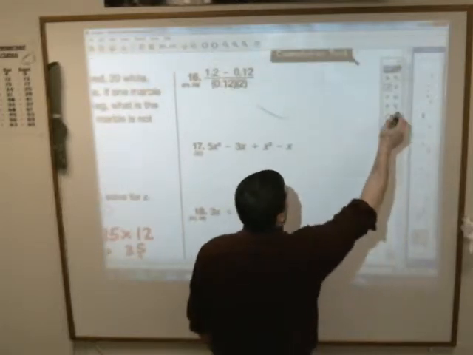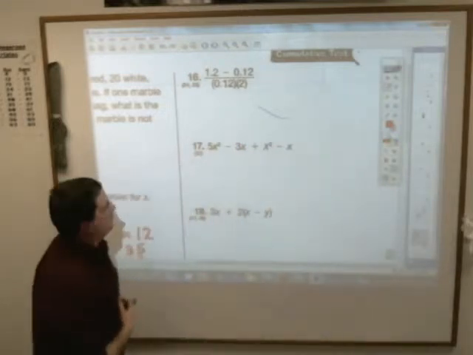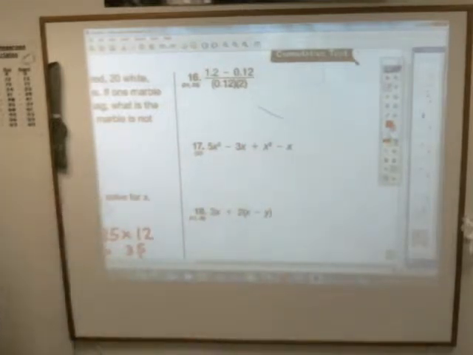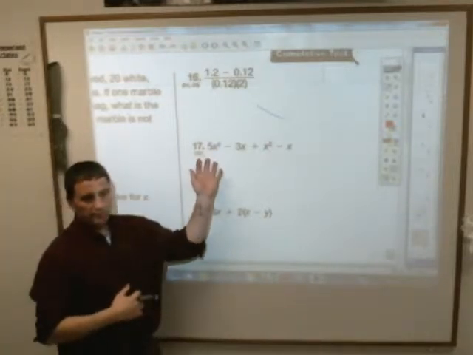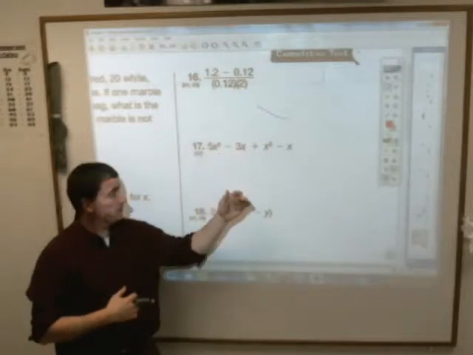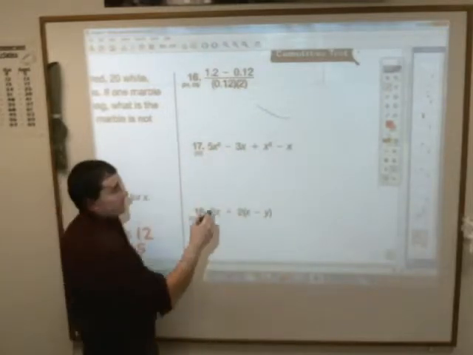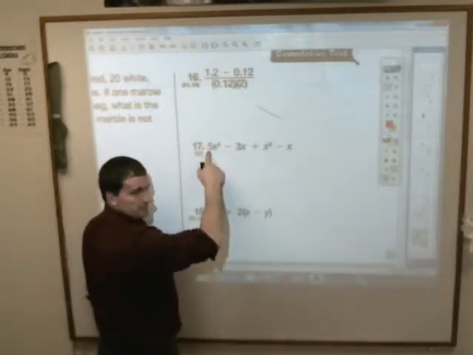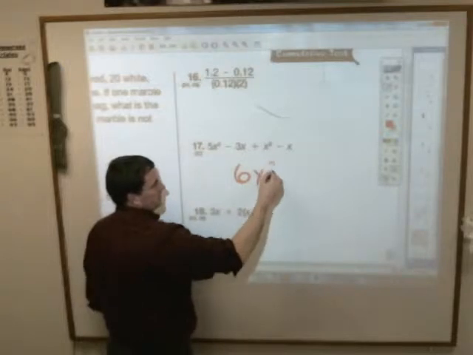For number 17. Oh, I love this problem. What are they asking you to do in problem 17? Just combine like terms. Remember, x squareds only like other x squareds. They're a little chauvinistic that way. If you have 5x squareds and another x squared, that's 6x squareds.